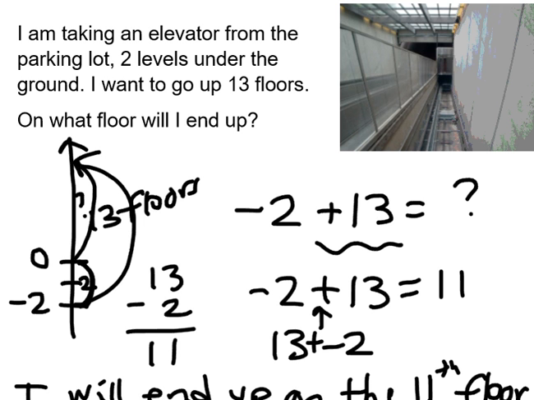You can also see it like this, 13 minus 2, because remember when you have addition, it's commutative, so you can switch the numbers around. So it's the same thing as 13 plus negative 2. That's another way of looking at your answer.